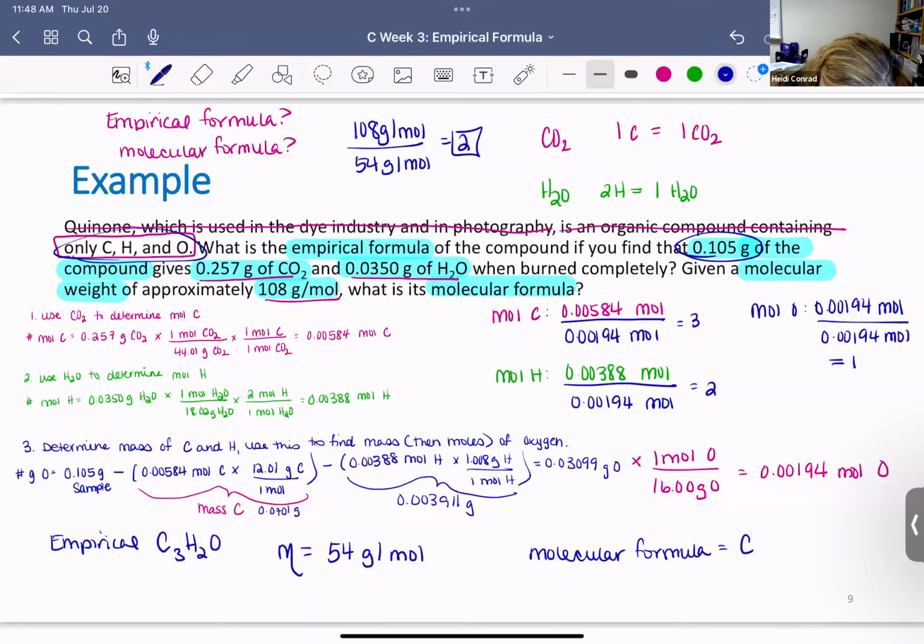would be C6H4O2. Now I've got the empirical, for quinone, if I looked it up, I should find its molecular formula to be C6H4O2. Are there questions on that one?